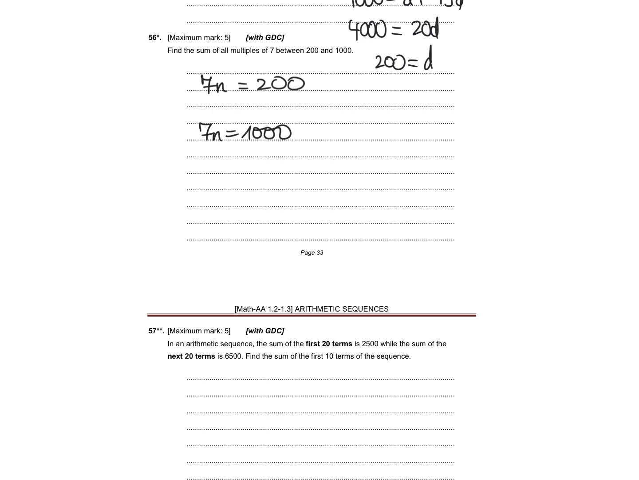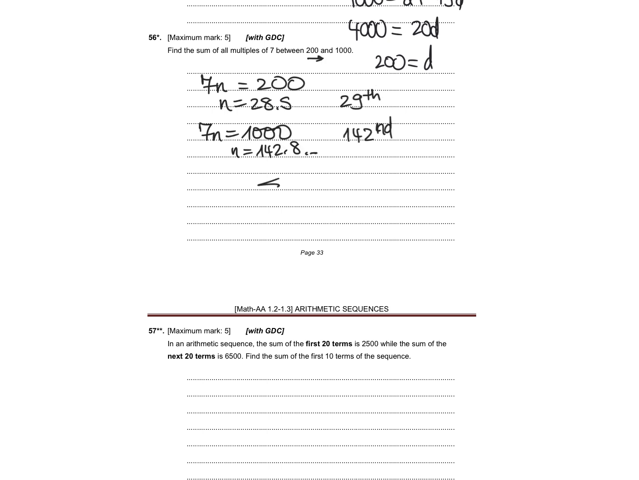So when you divide these things, 200 divided by 7, you get 28.5. So not until the 29th term is it in our range above 200. And when you do 1,000 divided by 7, you get 142.8. And that means it's exactly equal. So before that, the 142nd term is before 1,000.